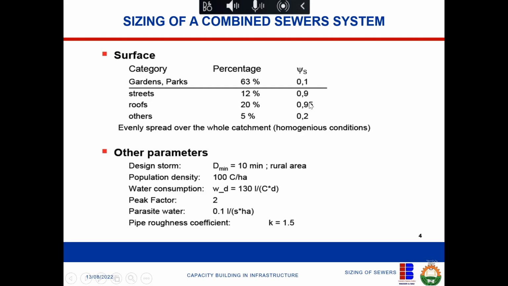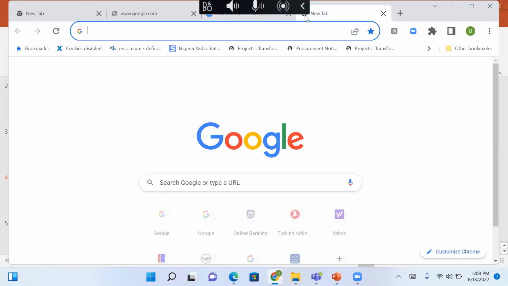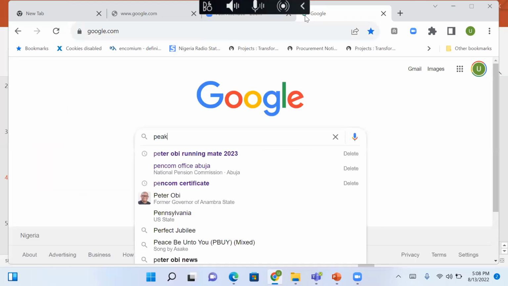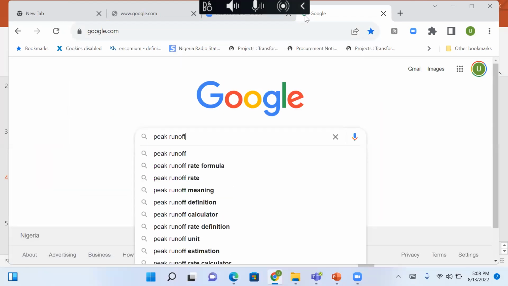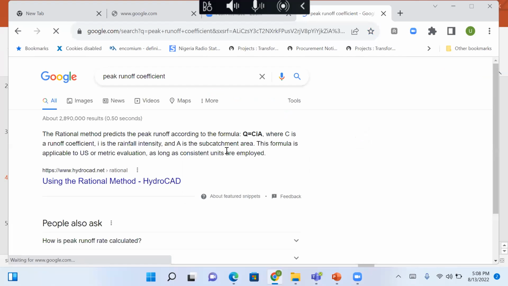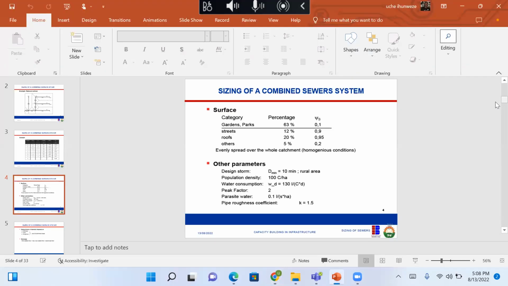So how do you get this peak runoff coefficient, engineers? Simply, anytime you need to do it, go to Google or go to textbooks. You just search peak runoff coefficient of different surfaces. If you go to images, for instance, it will give you the runoff coefficient of different surfaces. So let me go down.